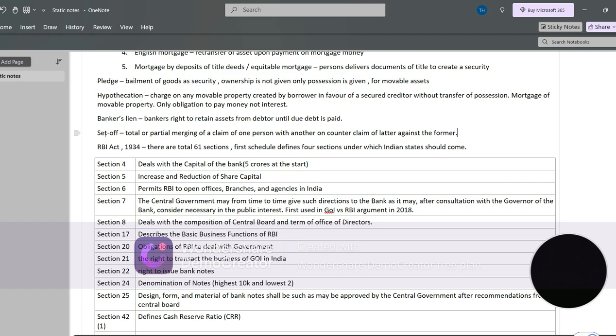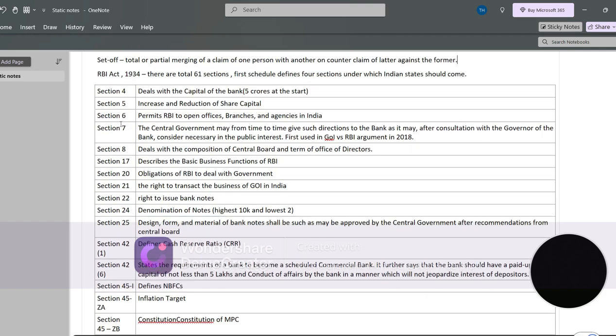What is set off? Set off is the total or partial merging of a claim of one person with another on counterclaim of the latter against the former. Like for example, if I owe you 100 rupees and you owe me 50 rupees, then in total you owe me 50 rupees. This transaction is known as set off.